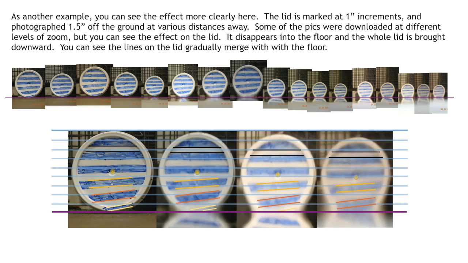As another example, you can see the effect more clearly here. The lid is marked at 1 inch increments, and is then photographed 1.5 inches off the ground at various distances away. Some of the pics were downloaded at different levels of zoom, but you can see the effect on the lid. It disappears into the floor and the whole lid is brought downward. You can see the lines on the lid gradually merge with the floor, and I've outlined those markings and placed them against the purple line. You can see that you start to lose them all sequentially with greater distance.